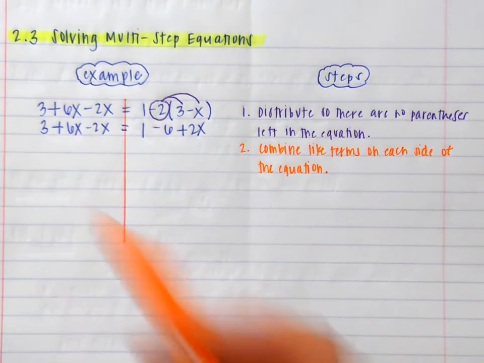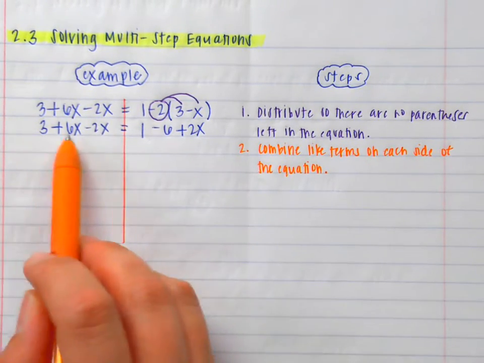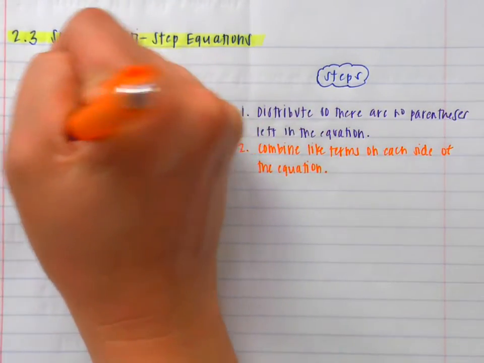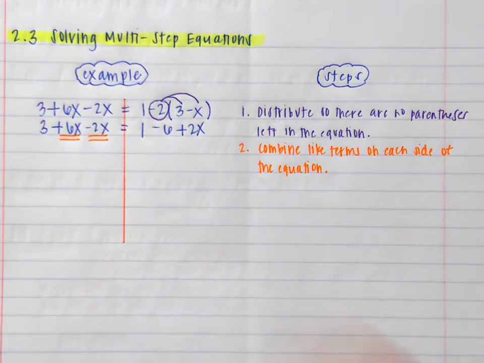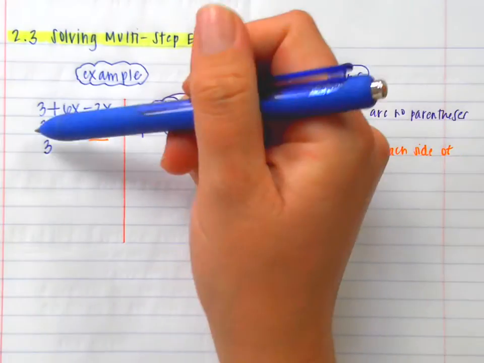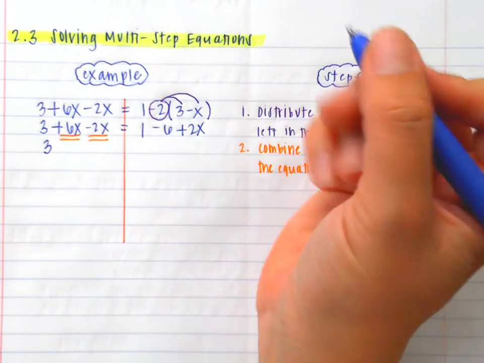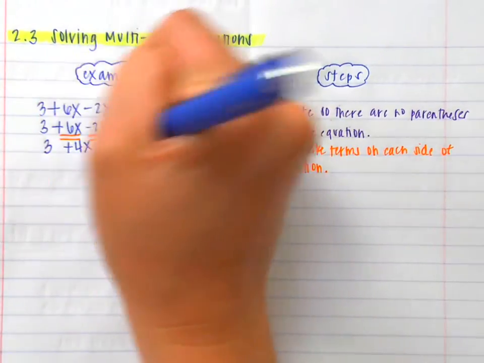Okay, so I'm going to look first just at my left side and see if I can combine anything. And I can. 6x minus 2x can combine, so I'm going to combine those. I'm just going to bring down my 3, because my 3 can't combine with anything. And then 6x minus 2x gets me 4x.